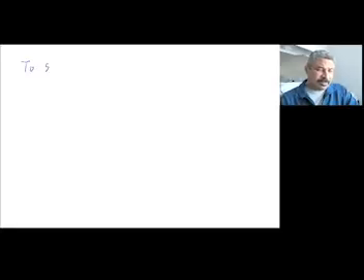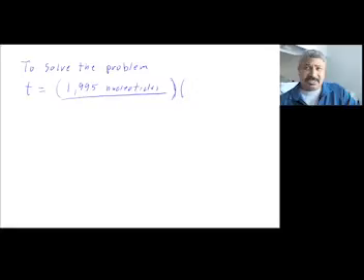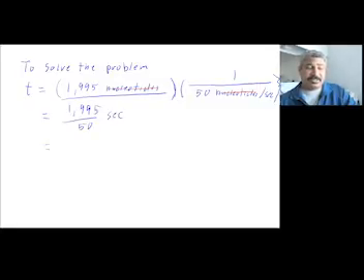So to solve this problem, we're going to have to set our problem up. We're going to have t equal to 1,995 nucleotides. That's one of the variables that we have. We know it's going to be copied at 50 nucleotides per second, so we want to make sure that 50 nucleotides per second is in the denominator. So 1,995 is going to be divided by 50 nucleotides per second. Nucleotides will cancel out, of course, and we end up with 1,995 divided by 50, which comes out to 40 seconds.